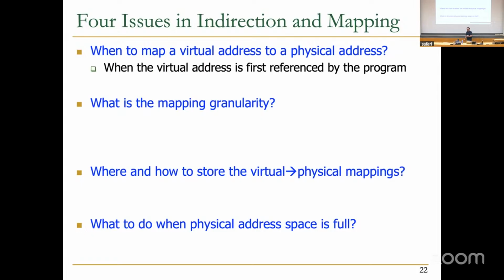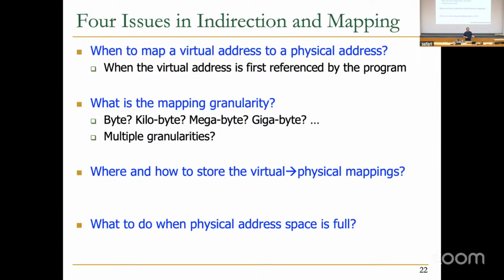So in modern systems, when do we want to map a virtual address to the physical address? In most modern systems, we do this when it's first referenced by the program. So once the programmer performs a write operation to this virtual address, the system underneath tries to prepare the physical location for us so that we can store our data.